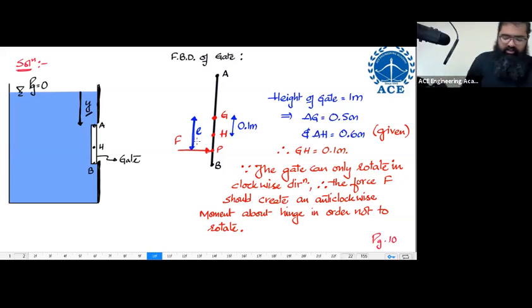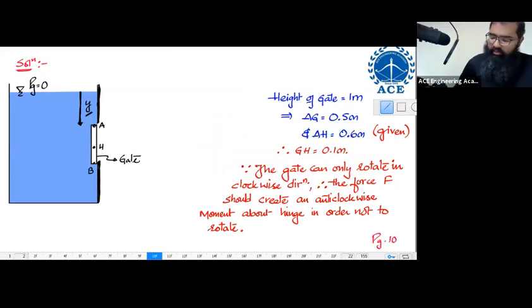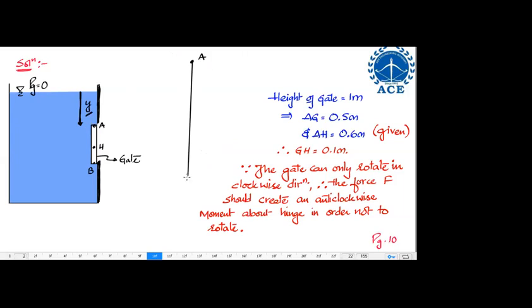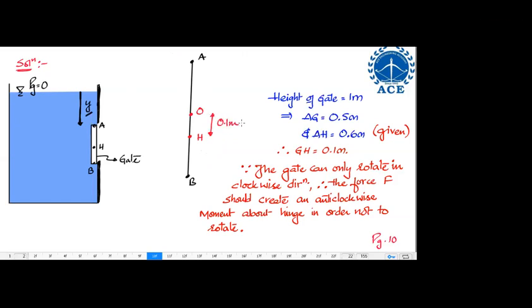Okay, let me answer you in a different way. Look over here. Imagine I'm drawing the free body diagram of the gate. This is the gate, let us say. This is a point A. This is a certain point B. Let us say exactly the center O. This is H. The distance between O and H is equal to 0.1 meter. Till here, everything is fine, sir? Yeah, till here I got it.